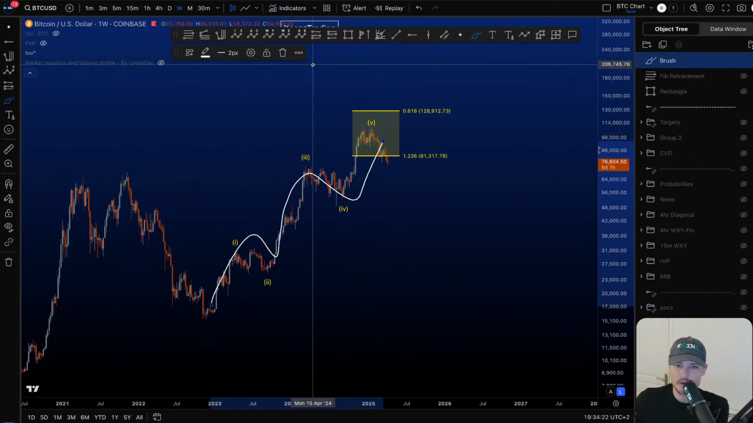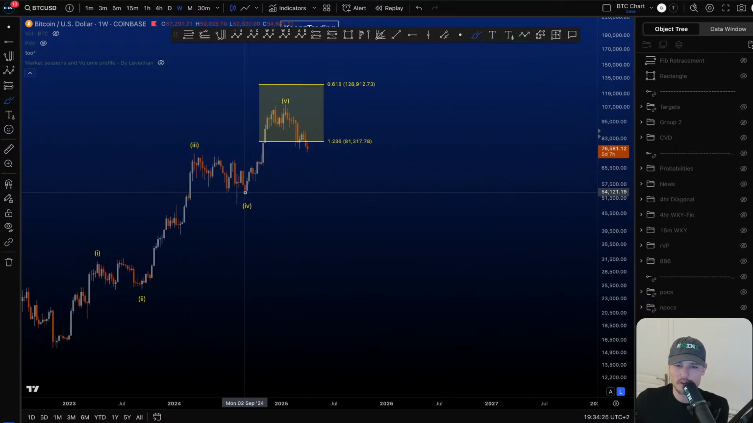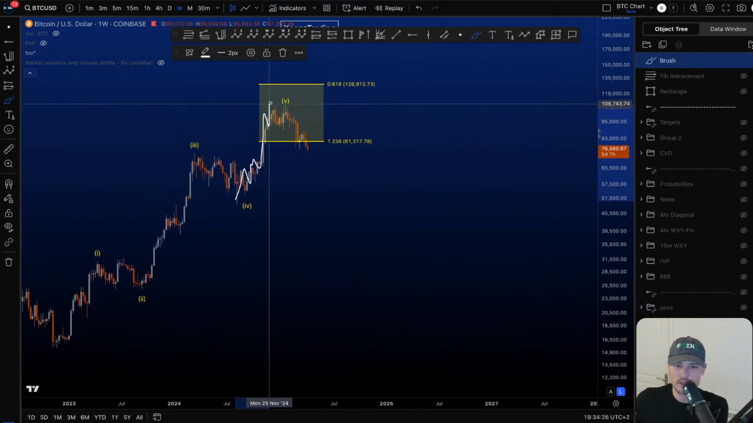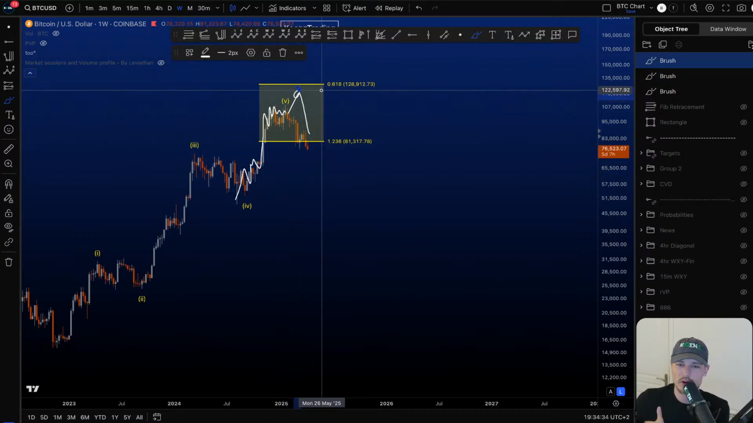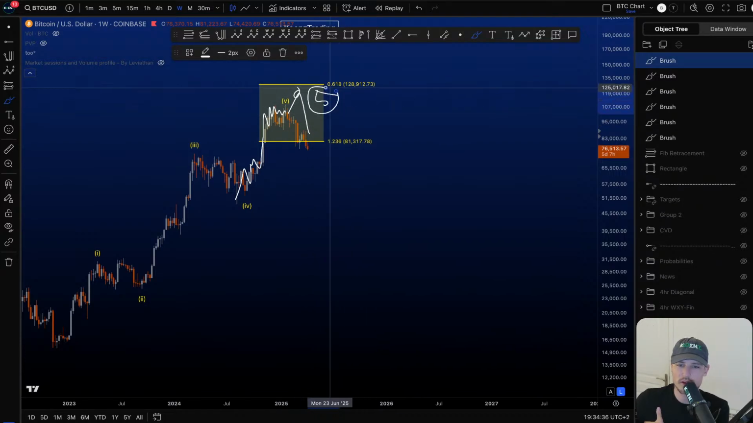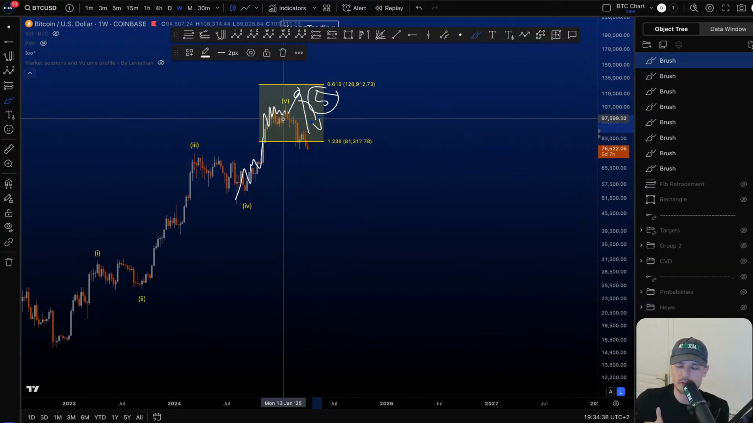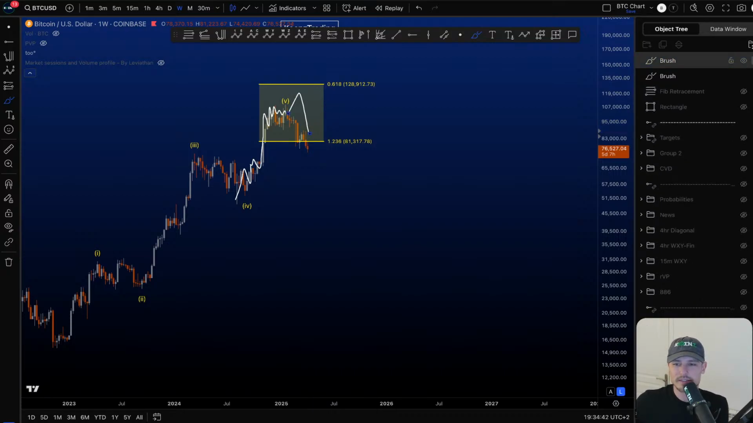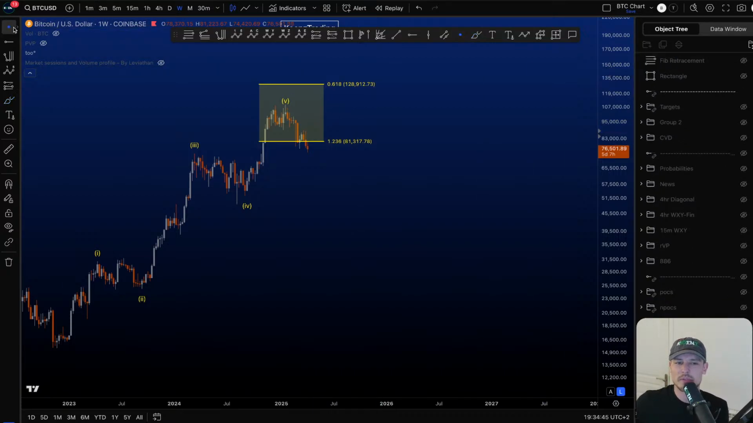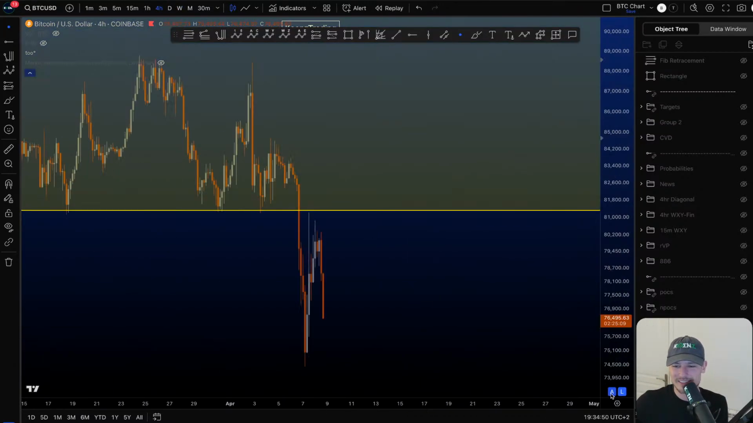1, 2, 3, 4, 5, and inside wave 5, a couple of 1-2s, 3, a couple of 4-5s. And then, of course, the question was, do we get one more high on the daily and then a move down? But by all means, this one more high was still going to be a wave 5 to then see a drawdown afterwards. So in the end, we're looking for a dip. It's not really an area where I'm like, yeah, I want to hold on.